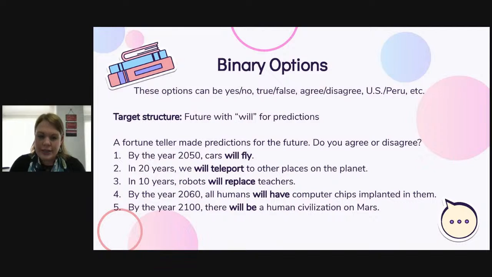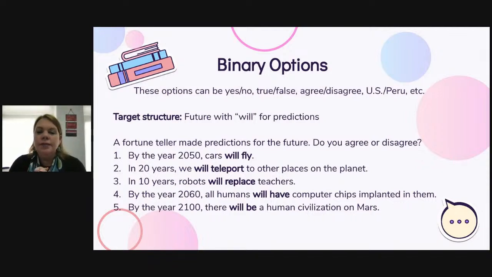The target structure I decided on here is the future with will for predictions. Let's see what it says. A fortune teller made predictions for the future. Do you agree or disagree? So in my instructions, I automatically set a context for the students, because in communicative language teaching, we always need to contextualize the language. It's not just random things about Johnny and Susie and Billy, and who are these people and why do we care. Here I give them the context of a fortune teller and predictions for the future. Do you agree or disagree with her predictions?